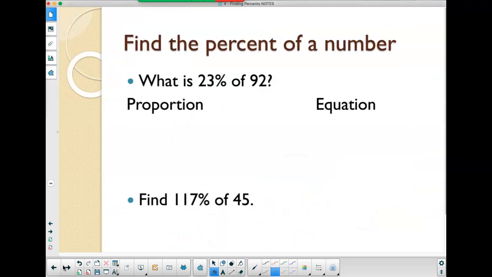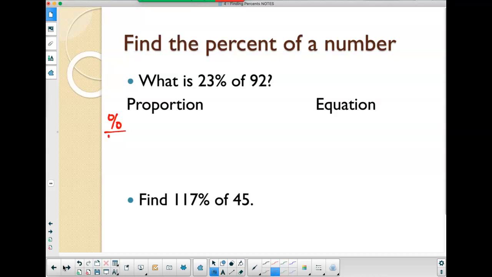Okay, let's go to this. Find the percent of a number. So this time it's written different. We're missing a different number. It says, what is 23% of 92? Okay, so I'll show you both. You can choose which one you like best.